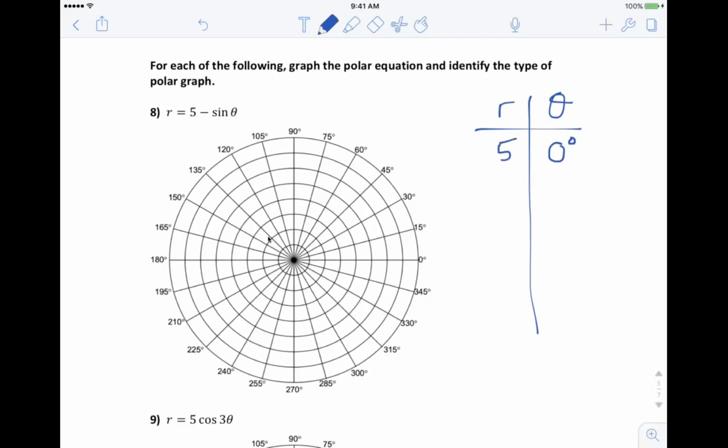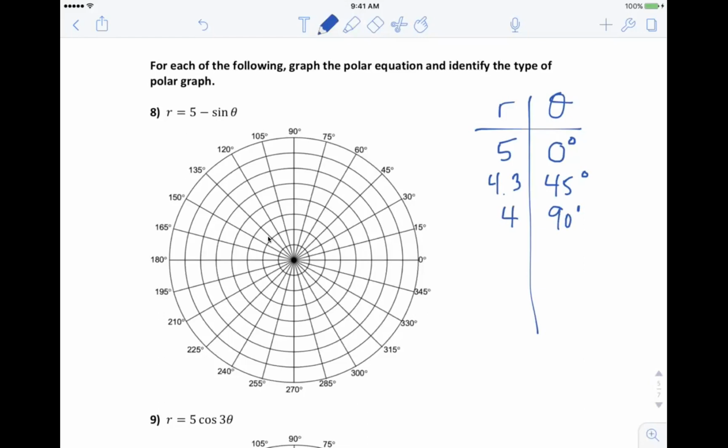You could go 15 and 30 and 45, but you might want to just skip a few for now, maybe do 45s and see where that gets you. And then if you need to fill in, you can do others, right? But now you can just do 5 minus sine 45, and then just get a decimal approximation. That's about 4.3. And then maybe go up to 90, right? You'll see that that's equal to 4. And then we can start plotting some points.